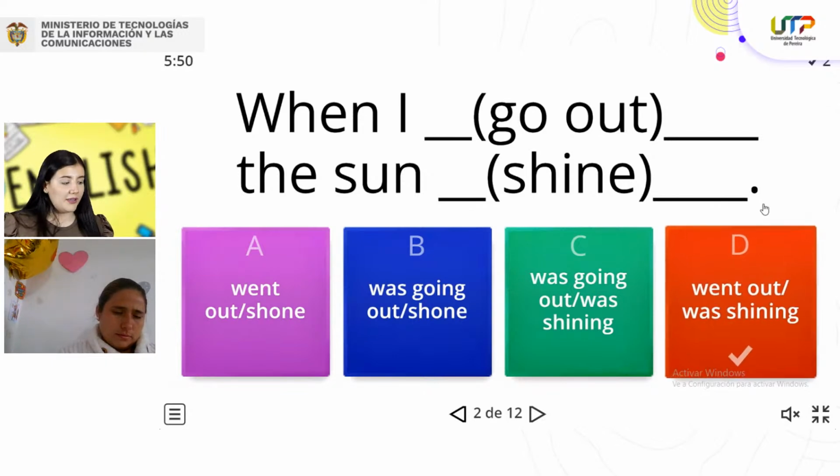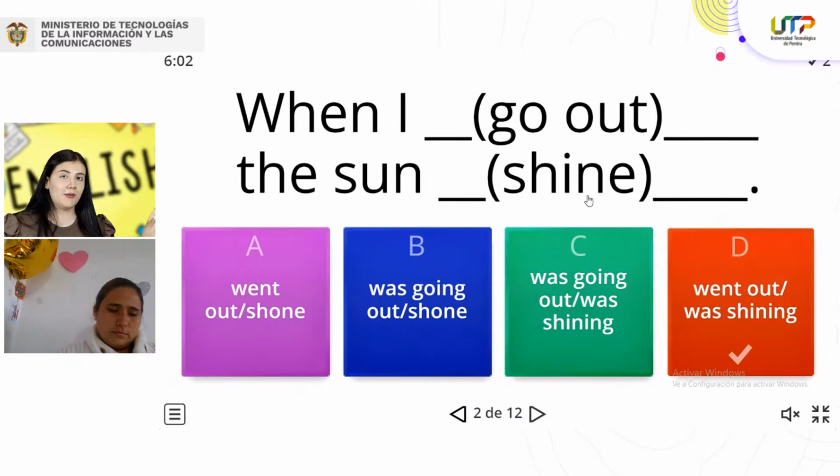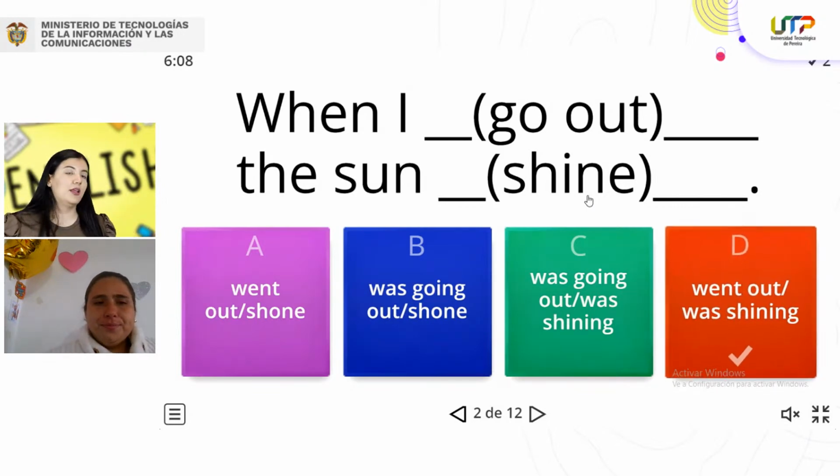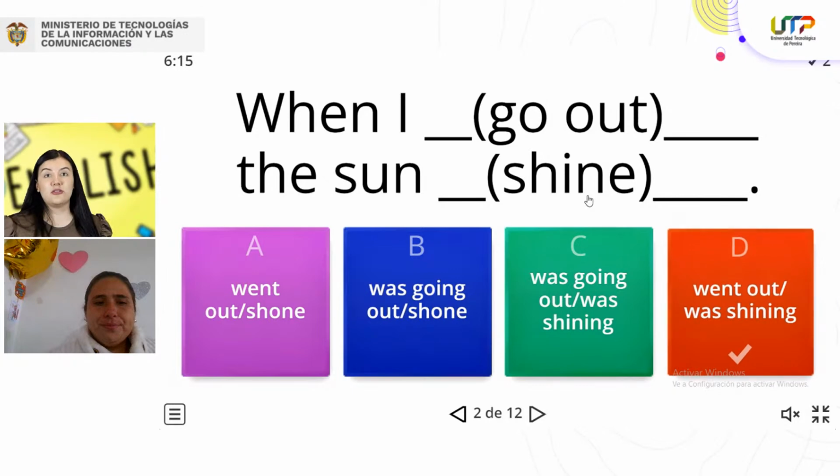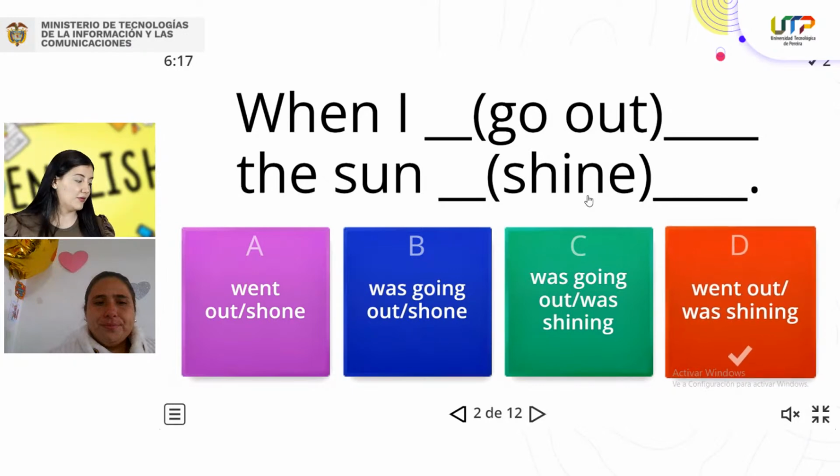What was happening? The sun was shining, okay? When I went out, the sun was shining. Lo podría decir incluso de la otra forma, ¿cierto? Recuerde que la puedo poner también después. Primero lo que estaba sucediendo y después la interrupción. Y sería algo como, the sun was shining when I went out. That is also correct and that is also possible.